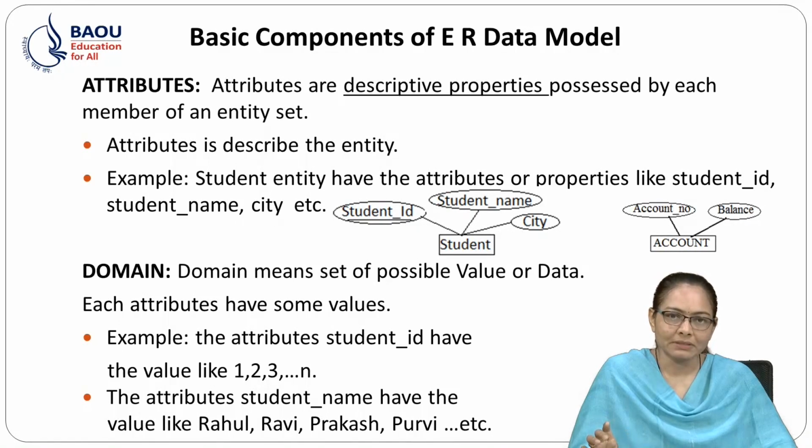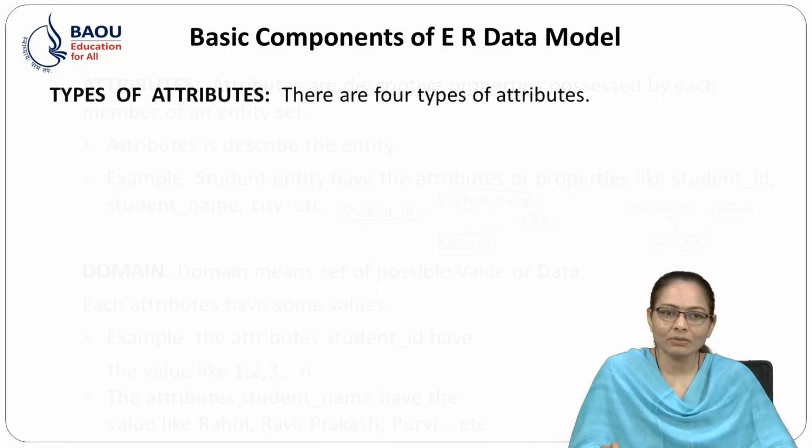For example, the attribute city column has values like Ahmedabad, Surat, Baroda, etc. So the values Surat, Baroda are called the domain. The domain means the possible values; 1, 2, 3, 4 in a roll number is called the domain. Now the next is types of attributes.